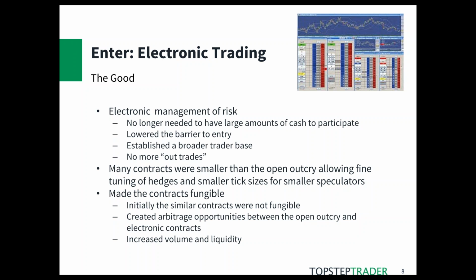Arbitrage does serve a purpose in futures trading. It keeps similar contracts relatively close together, but there's always that little difference, and making those contracts fungible created that new arbitrage opportunity, which many people were able to take advantage of. We can't really do that anymore on electronic, but what it did is it really helped increase the volume and liquidity of the electronic contracts. The fact that the arbitrage was going on brought in a lot of volume and liquidity, in essence.